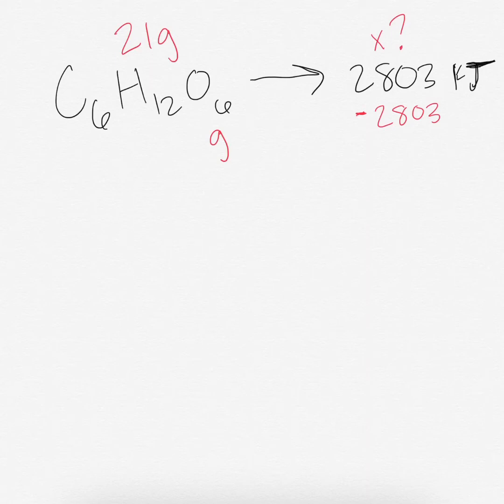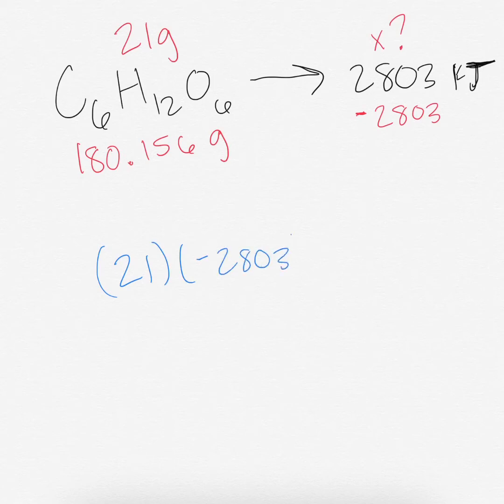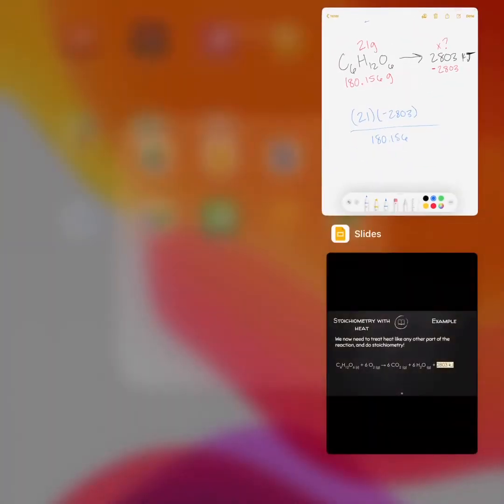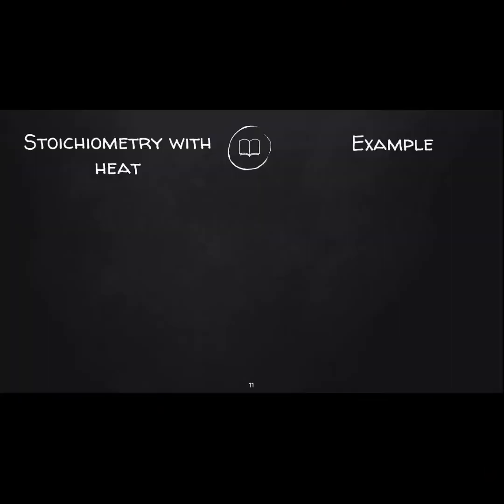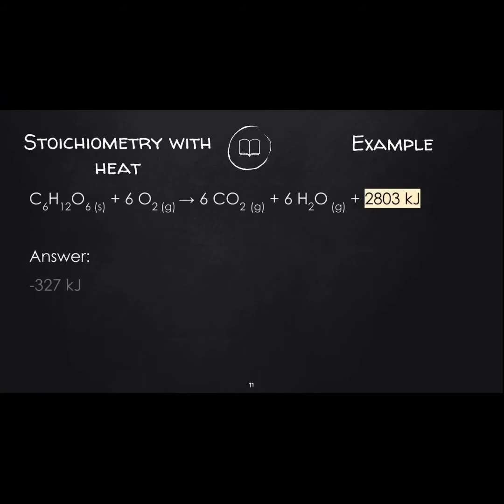So I got 180.156. So now I'm just going to cross multiply and divide. I can do 21 times negative 2803. I'm going to divide all of that by 180.156. So when you do that, you should get your answer for the problem. Now I got negative 327 kilojoules.